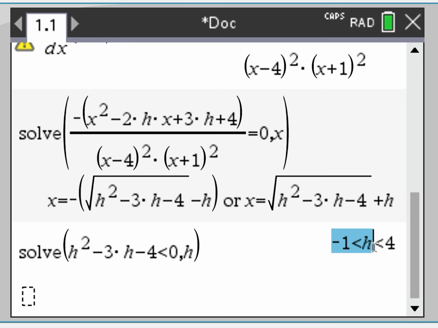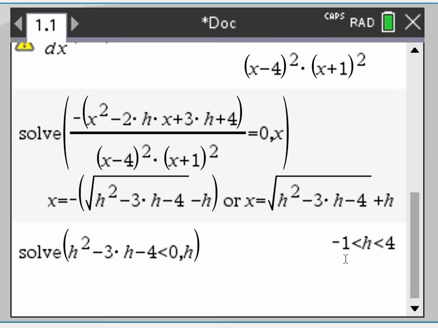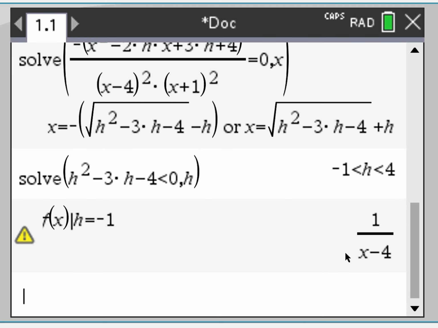As you can see, this should be our domain for having no solution. So let's see if it matches anything here. The closest option I see is option C, but it does have an including sign: -1 less than or equal to h less than or equal to 4. But we don't have that. So what happens when f of x and h is equal to -1?